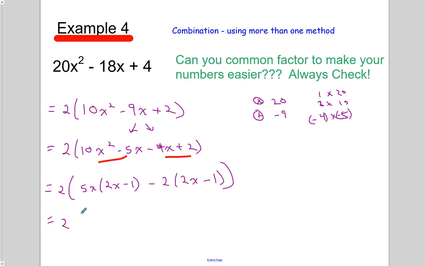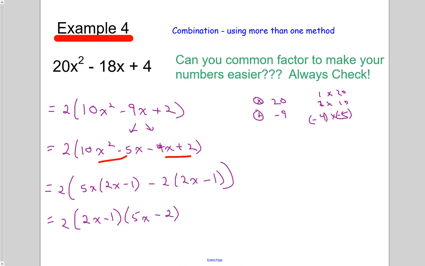So let's do it. I'm going to say 2x minus 1, take it out of my first term, what's left over? A 5x. Take it out of my second term, what's left over? A negative 2. Okay, so there we are, we're done. So we did common factoring first, pulled out our greatest common factor, and then we did our complex trinomials.